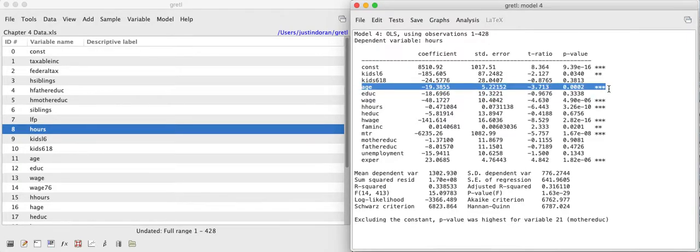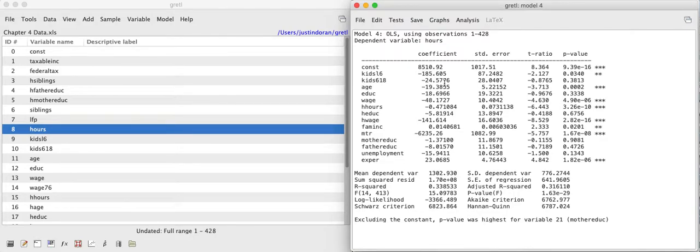Straight away, that should give us a hint that there was a multicollinearity problem there. By having age and h age in the model, they were clashing with each other, and neither was statistically significant. Whereas by dropping h age, we now have a model where age is statistically significant. So we've improved our model.